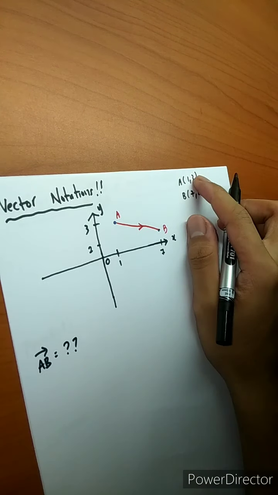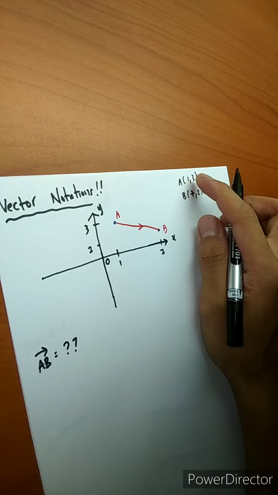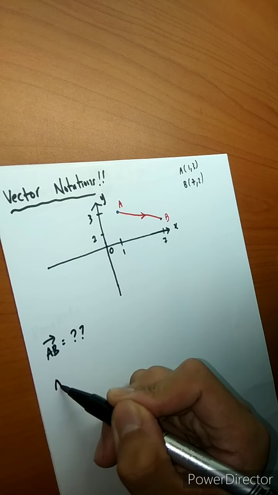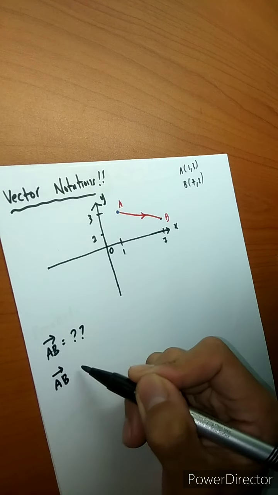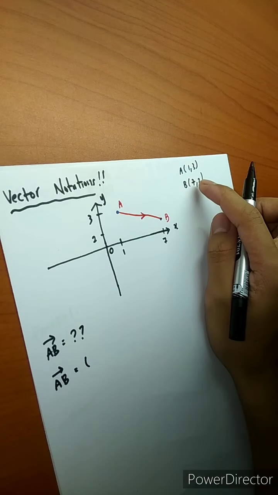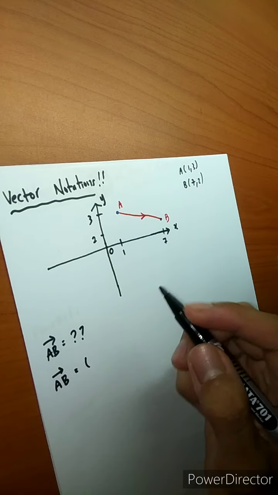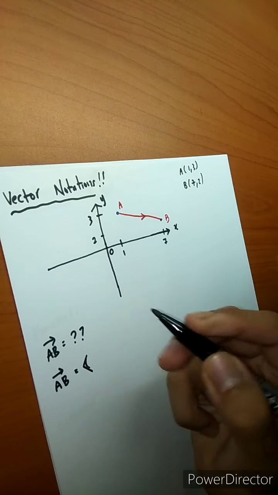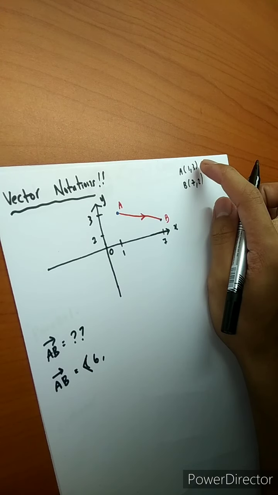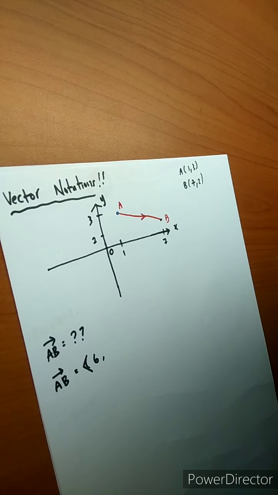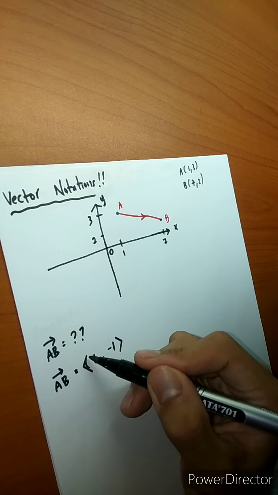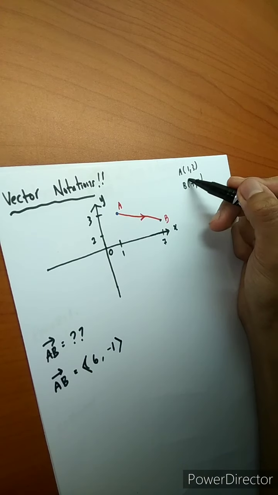So you know the coordinates here, A (1, 3) and B (7, 2). Okay, so you can find vector AB by simply taking 7 minus 1, which represents the x component, which is 6, and 2 minus 3, which is minus 1, of course.